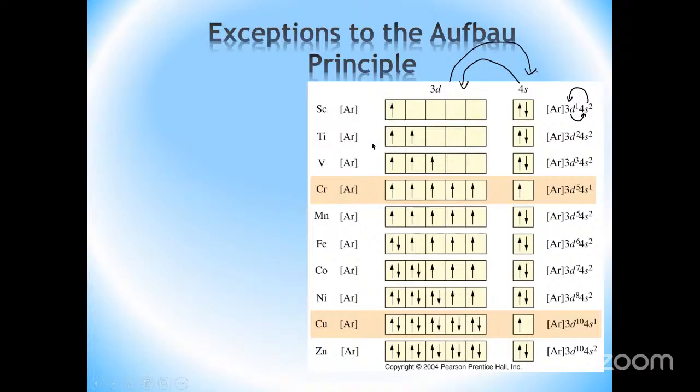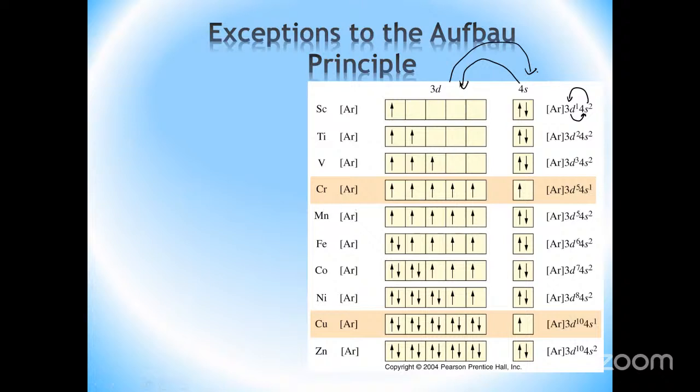The next element is vanadium. To get from titanium to vanadium, we add one electron to any one of these three orbitals. So that gives you this right here, all right? Now, here's where the exception will occur.